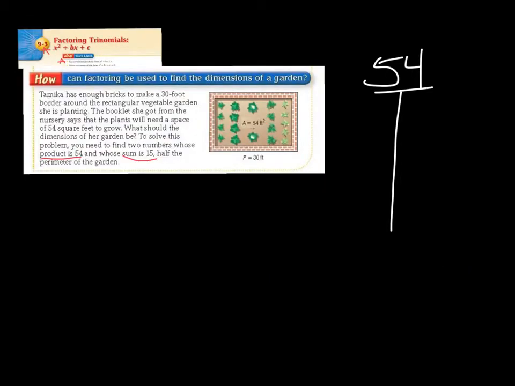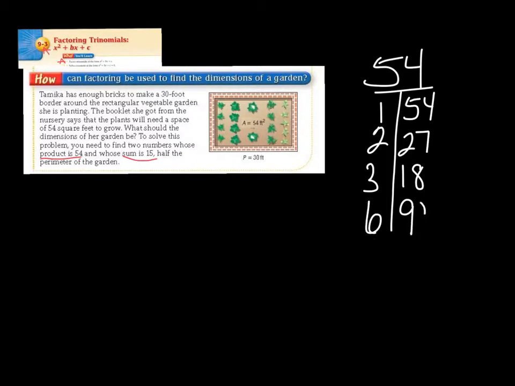I like to organize this with that same factor T that we just used. And we could look for factors of 54, so 1 and 54, that's definitely not giving me a sum of 15. 2 and 27. 3 and 18, that's a sum of 21, it's getting there. 4 won't work, 5 won't work, 6 and 9, aha, 6 and 9 gives me a sum of 15.